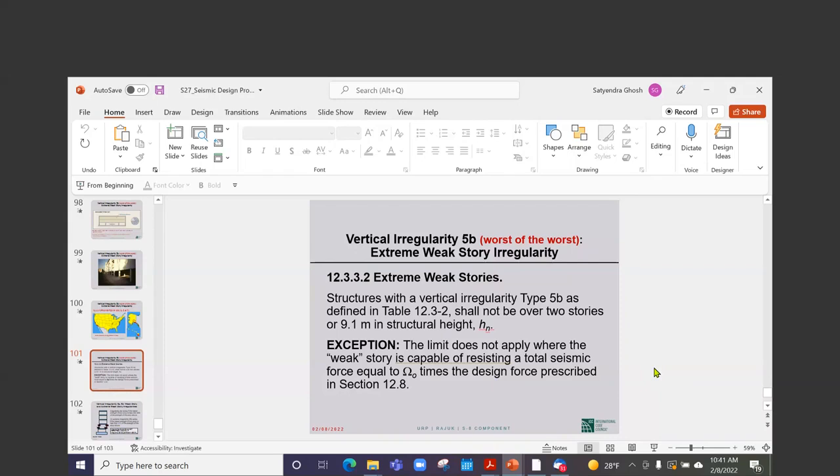For drift computation, what time period of the building will we use? Is the approximate method for computation of time period? Should we use the approximate method or the time period from modal analysis? So for drift computation, what period do you use?